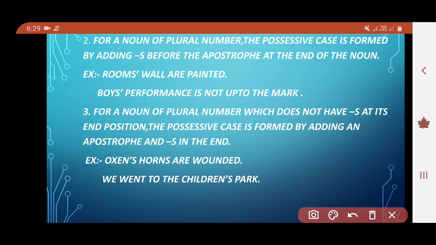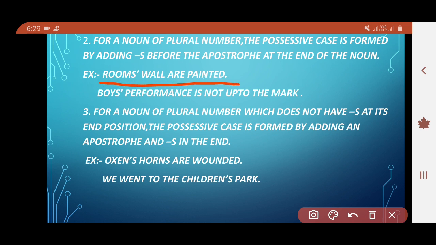So let us check with some examples. Rooms' walls are painted. Here rooms is in plural form, and we are making this possessive by adding s before the apostrophe. You can see here this is the apostrophe mark, and before this apostrophe we are using s at the end of this noun, rooms. Now after making it possessive, we can see that it is possessing something. The rooms are possessing something. What are they possessing? Walls. So, rooms' walls are painted.